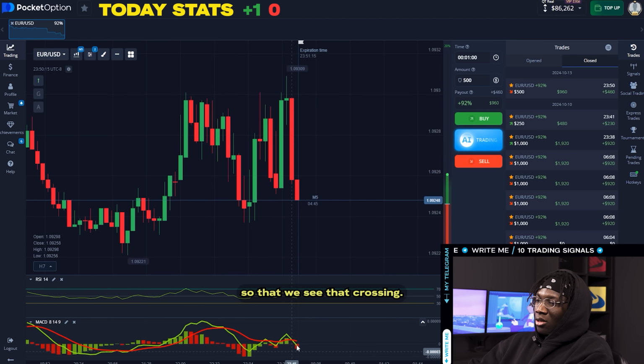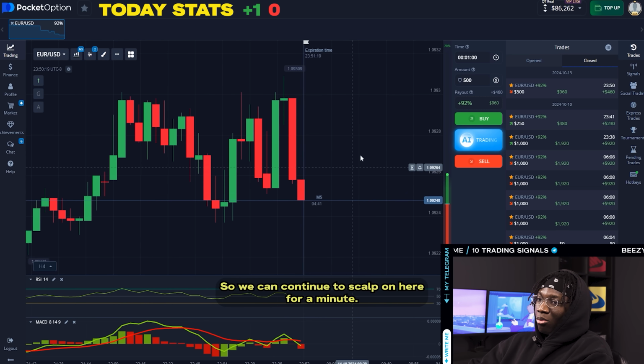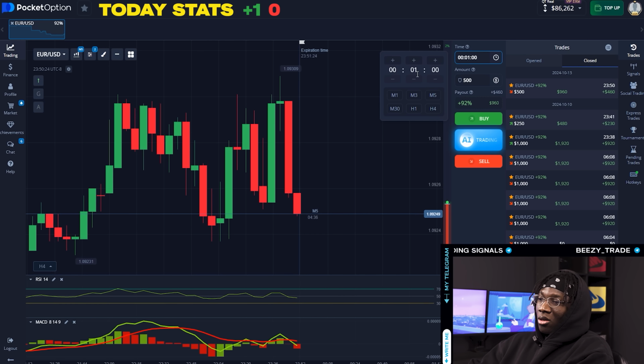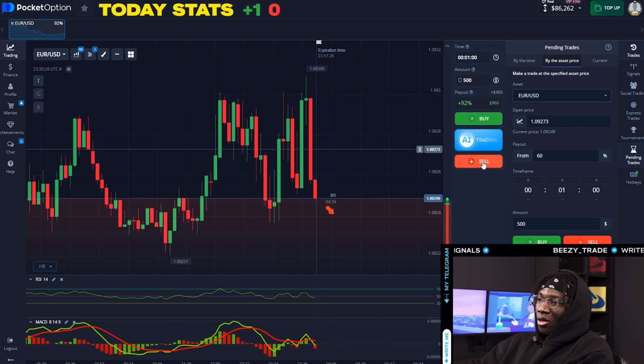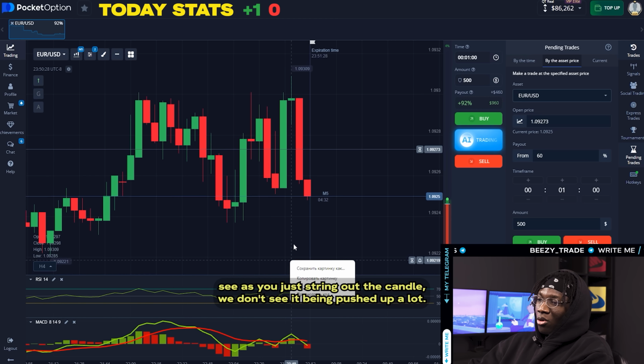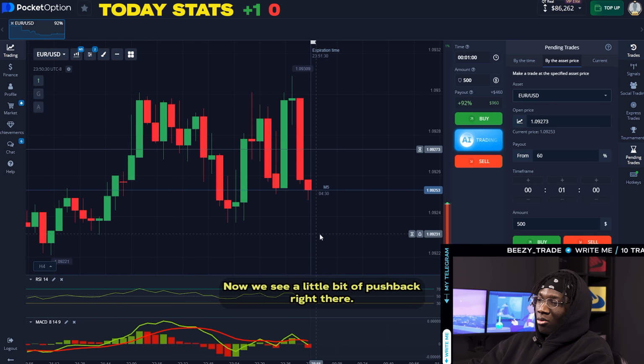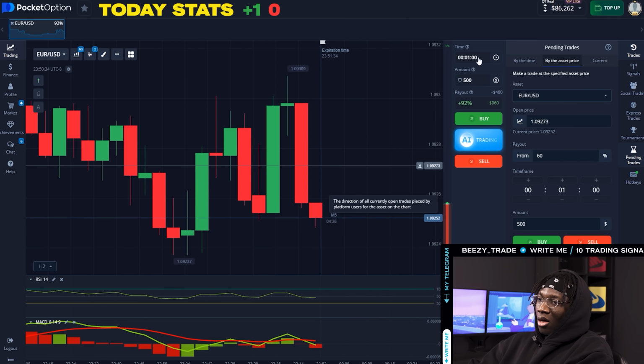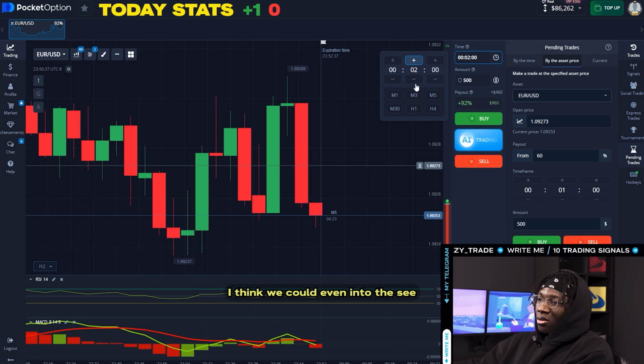So now we see that crossing, but we still see that being pushed down. So we can continue to scalp on here for a minute. We could even go lower if we're trying to go quick. And you can see it's just the trend of the candle. We don't see it being pushed up a lot. Now we see a little bit of pushback right there. I think we could even enter.